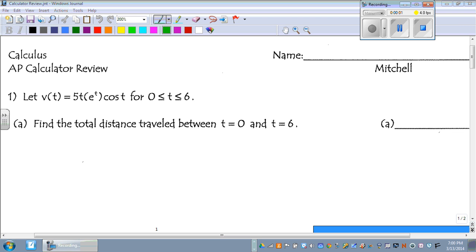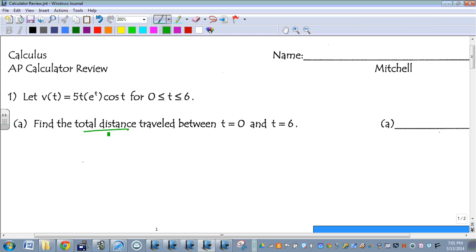All right, so for problem number one, we're given the velocity, and here's where you see where the calculator is going to be helpful because this is not a pretty looking problem. Not like the ones we saw earlier, it was just a cubic or quadratic. So we're given the velocity from 0 to 6. We want to find the total distance traveled between t equals 0 and 6.